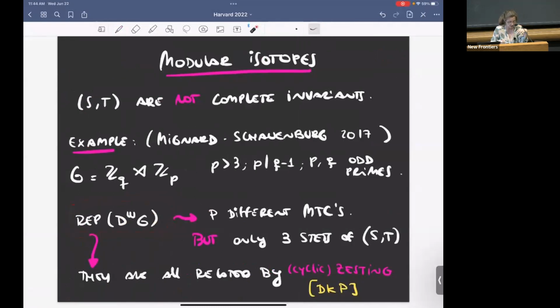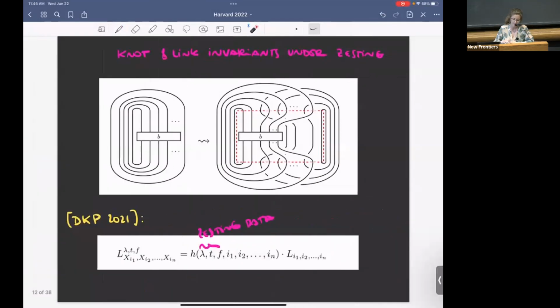And what we used to prove that all this family was related by Zesting, we used a couple of different things, but one of the results is that we can compute very nicely how, in this case, which is called cyclic Zesting, the invariant coming from the Borromean rings and from the Whitehead link change, and they distinguish this family. So we were able to use that.